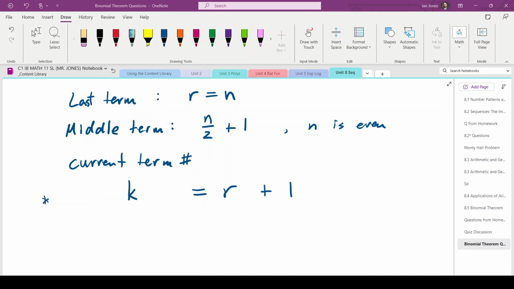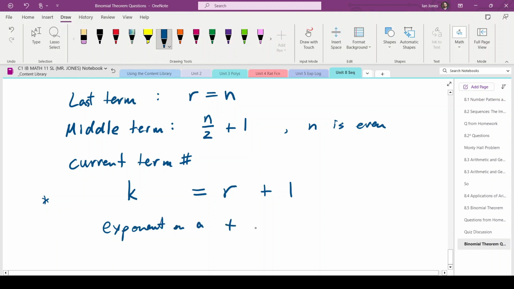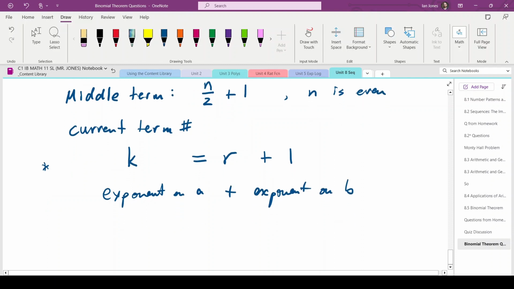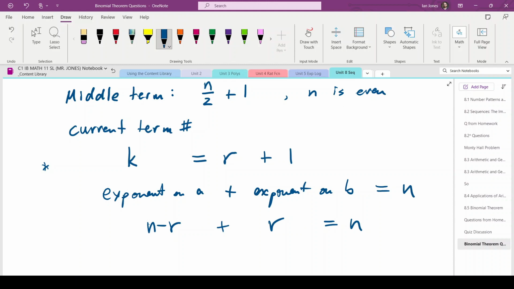Okay, and the last sort of mini formula that's quite helpful to know here is that your exponent on A plus your exponent on B, for any term at all, equals n, right? Because your exponent on A is n minus r, and your exponent on B is r. So if you add those together, you get n. And that can be quite handy because if you have a single term, you can figure out n pretty easily.